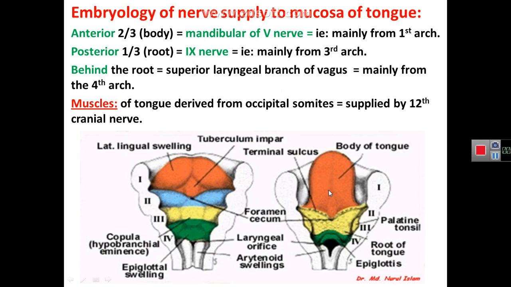Of course, we are describing here the nerve supply to the mucosa of the tongue, because most of the muscles of the tongue, not all, are supplied by the 12th cranial nerve, the hypoglossal nerve, because most of the muscles of the tongue are derived from the occipital somites, not from the pharyngeal arches.